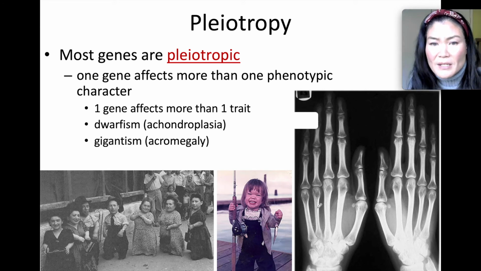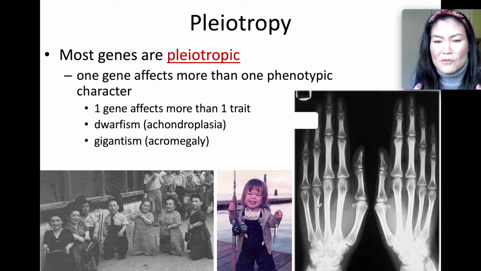So achondroplasia is a type of genetic condition of dwarfism, and as a result, you can have lots of different phenotypic characteristics besides short stature. You might have some respiratory problems, and your fingers and toes might be shorter. Things that have multiple effects, okay? Same with gigantism or acromegaly.